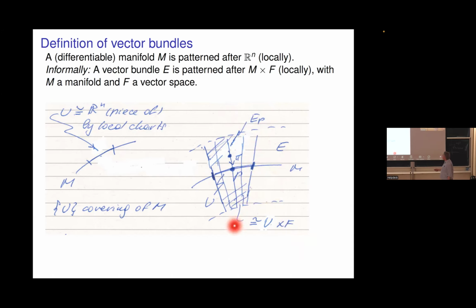And so locally, it looks a little bit just like a Cartesian product of an open neighborhood inside N with a vector space. There is a map here which projects every point in the middle down to the point in N over which it lies. So the projection goes down along the teeth.